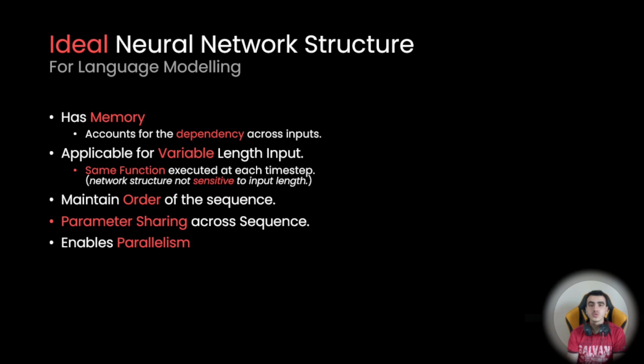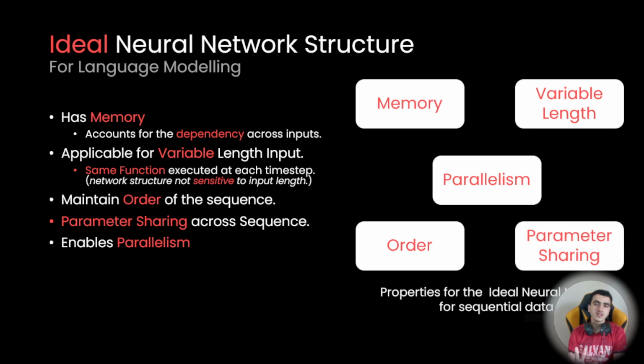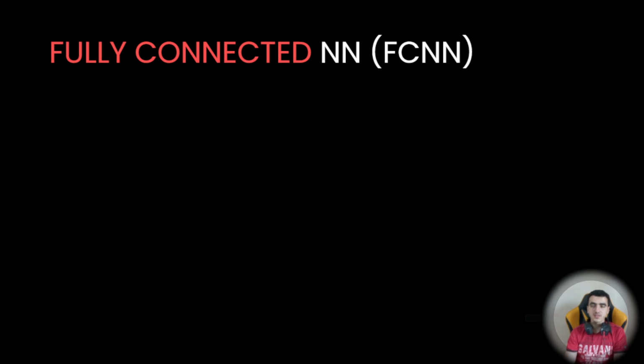Also, in order to use resources like GPUs and TPUs, we should enable parallelism, so the learning is much faster than with sequential types of neural networks. So basically, these 5 properties are the top ideal properties that we need in structuring an architecture for text data. Okay. So let's discuss the fully connected neural network and why it is not efficiently modeling text data.